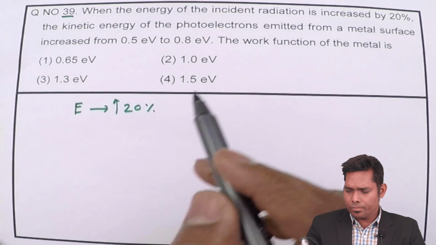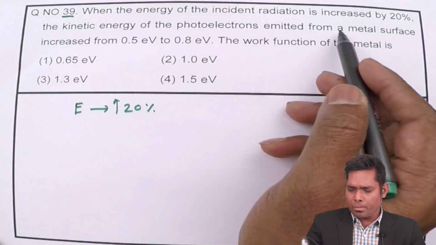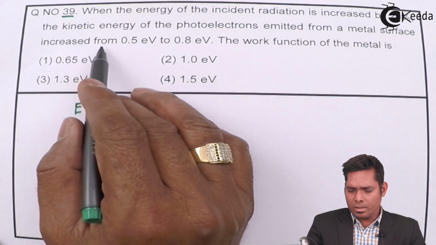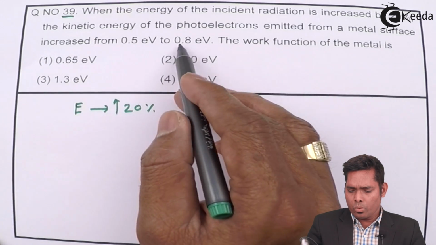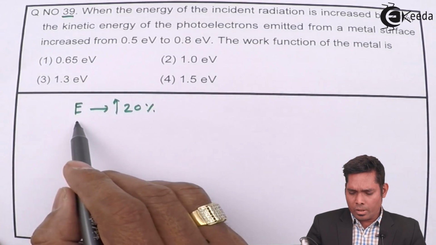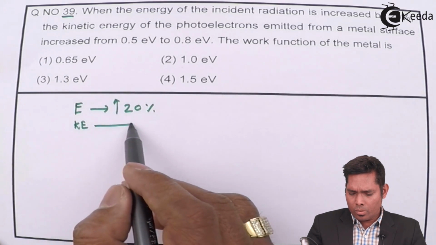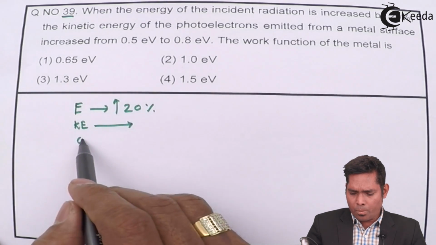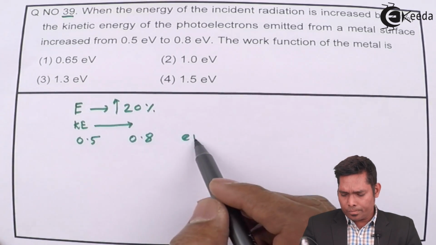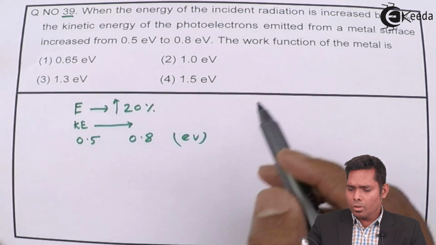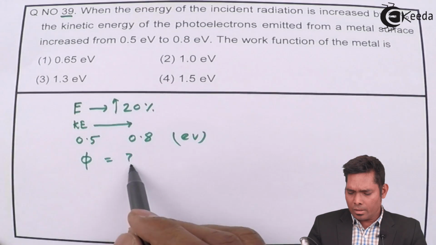the kinetic energy of the photoelectrons emitted from the metal surface increases from 0.5 electron volt to 0.8 electron volt. Then kinetic energy changes from 0.5 to 0.8 electron volt. The work function of the metal is how much?